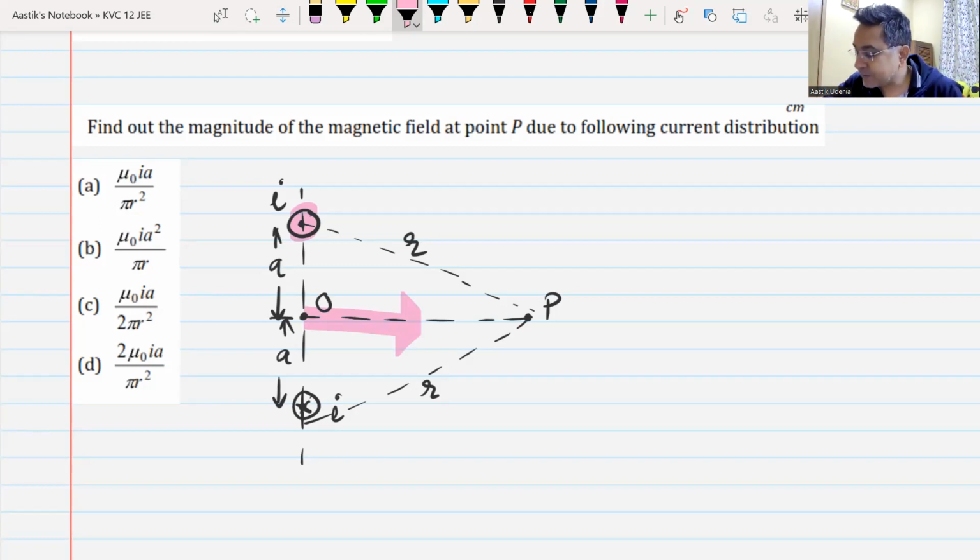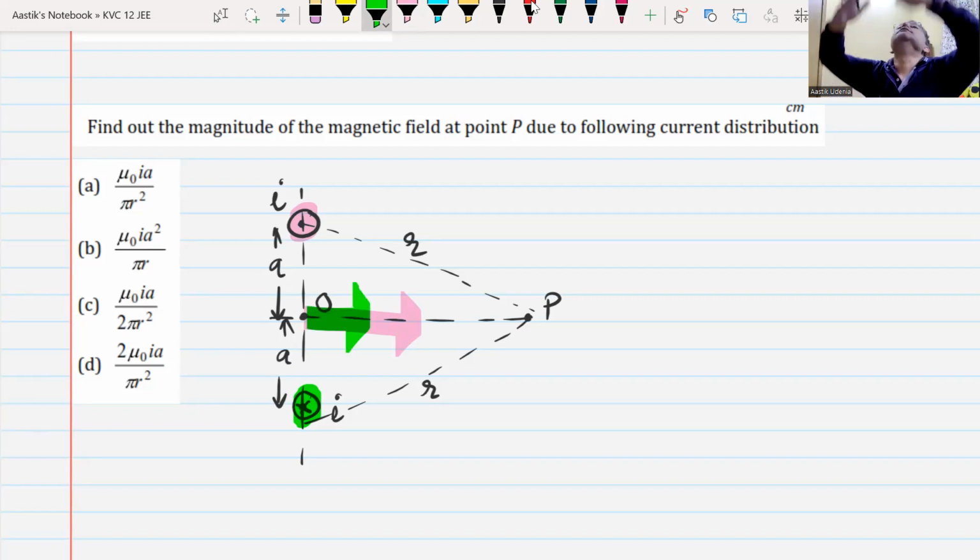Magnetic field due to this green wire. Current is inside. So where will it go? Opposite direction. Deep breath is good. So both of them are adding up. So the answer will be mu naught I by 4 pi r multiplied by 2 mu naught I by 2 pi r multiplied by 2 mu naught I by pi r. Do you understand this?